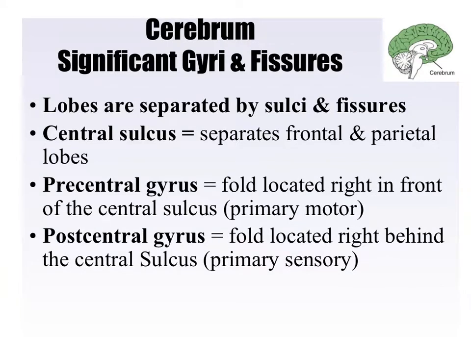So the lobes are separated by sulci and fissures. So remember the central sulcus, definitely know that one. So if the central sulcus is right here, that's the central sulcus. This would be the precentral gyrus, just anterior to that. And the postcentral gyrus, where the somatosensory cortex is, would be located just posterior to the central sulcus. So that's basically what these things are saying right here. Where's the precentral gyrus? Motor cortex. Where's the postcentral gyrus? Somatosensory cortex.